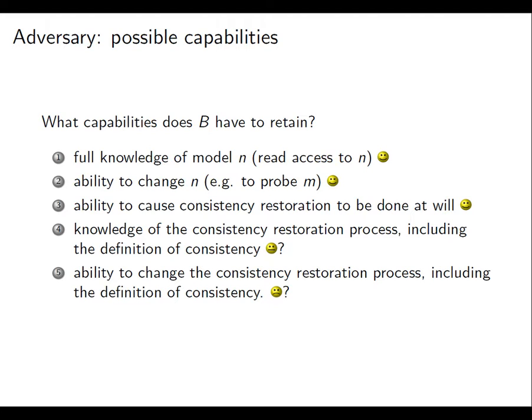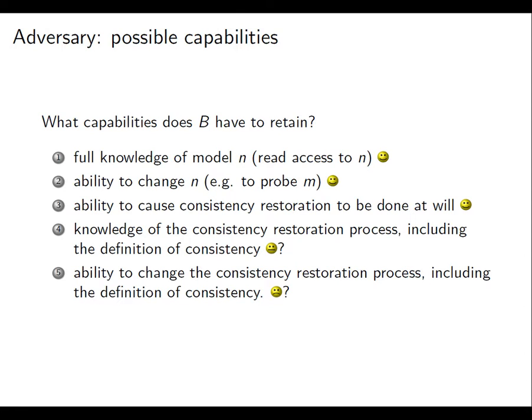So supposing that A is trying to limit the knowledge that B will have of their model M, what capabilities does B have to retain? I think we can definitely say that we want B to have full knowledge of model N. After all, that's the model that belongs to B. So B will certainly have read access to N.